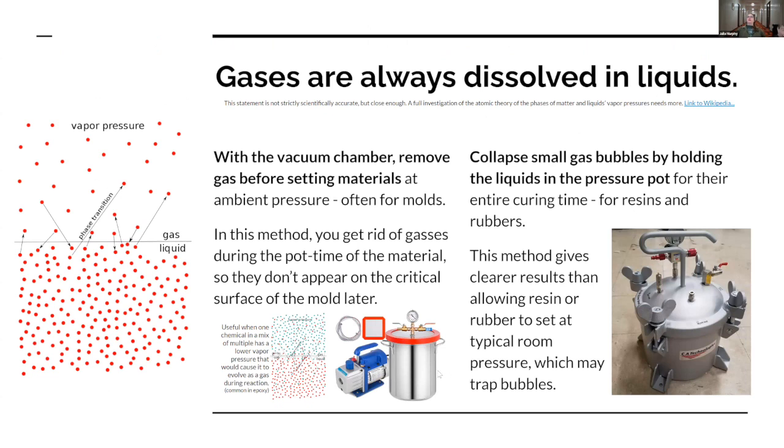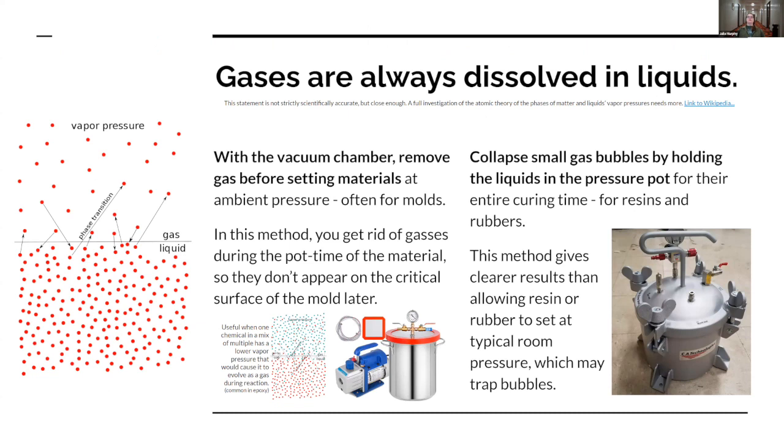So I'm going to just compress this down. Like I said, bubbles are the enemy. We have 2 ways on hand here to get rid of bubbles. We have a vacuum chamber that sucks the air out, and we have a pressure pot that squashes the bubbles down so that they're not visible. Both of them work really well, and which one is easiest to use is going to depend on your project.